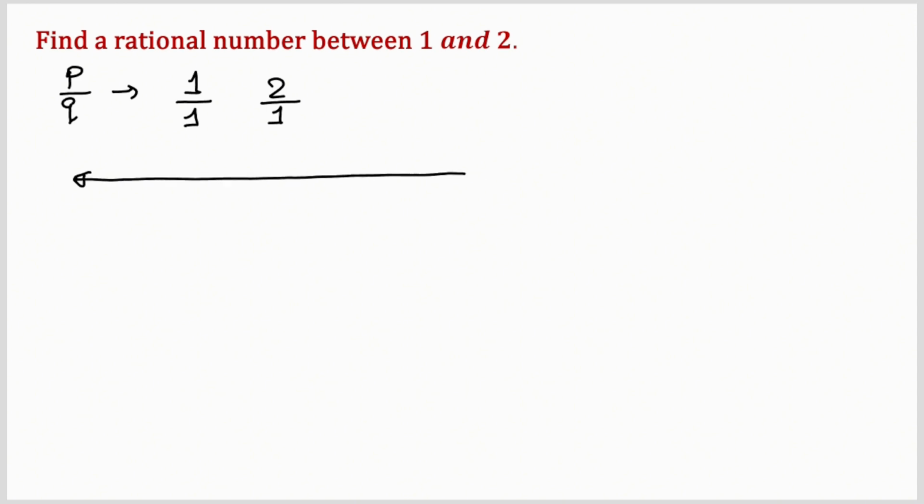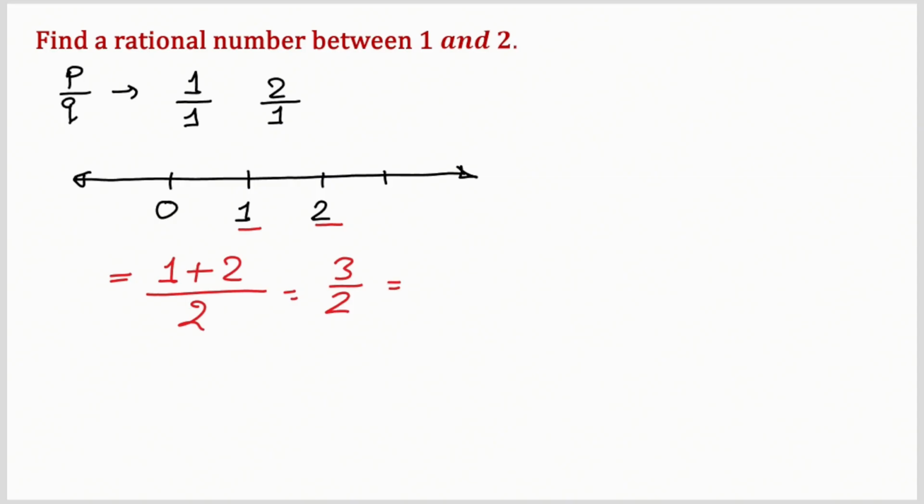So take a line, mark a 0. If this is 1, this will be 2. Now we need to find the numbers between 1 and 2. So how are we going to find it? Add these two numbers, 1 plus 2, and divide by 2. So 1 plus 2 is 3, divided by 2. And if we take this number in decimal form, we will get 1.5.